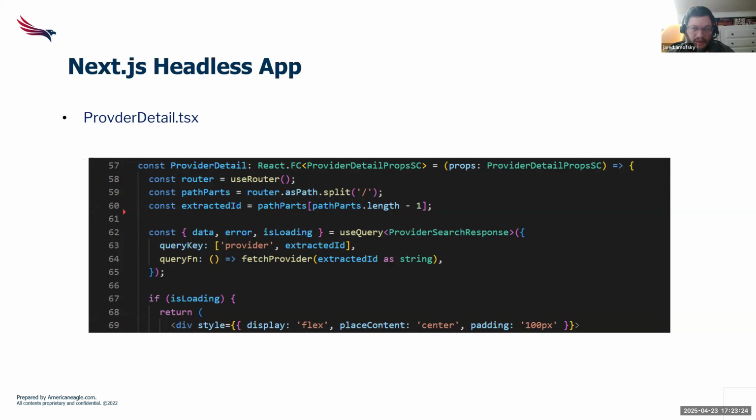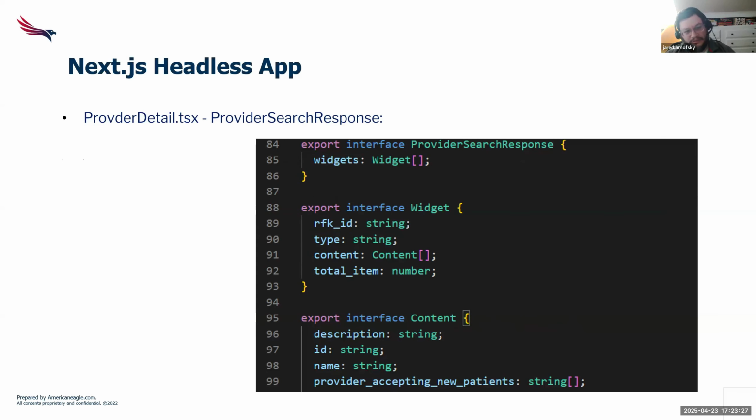So you can see on our next slide, this is the response. This response is what the Sitecore search API returns to us. So on our provider detail component that is set up on our star wildcard page, on page load, we call the Sitecore search API, and we're looking for this response, provider search response. Widget is part of what comes back from Sitecore search, and then RFK ID is the ID specifically, and then other fields and content is the stuff that we've added in. So that's our response object.